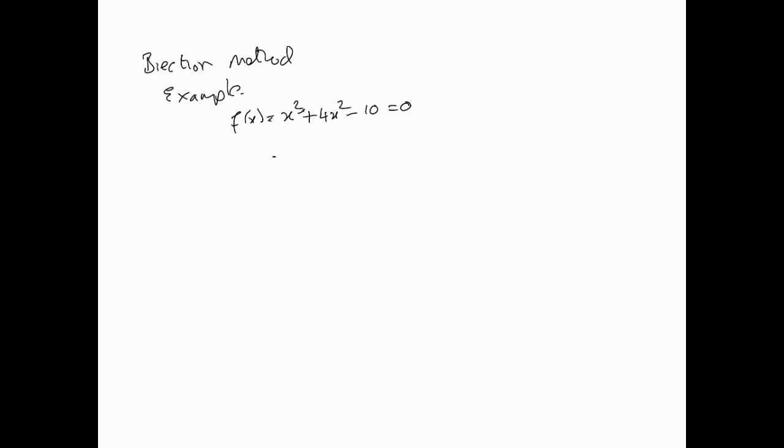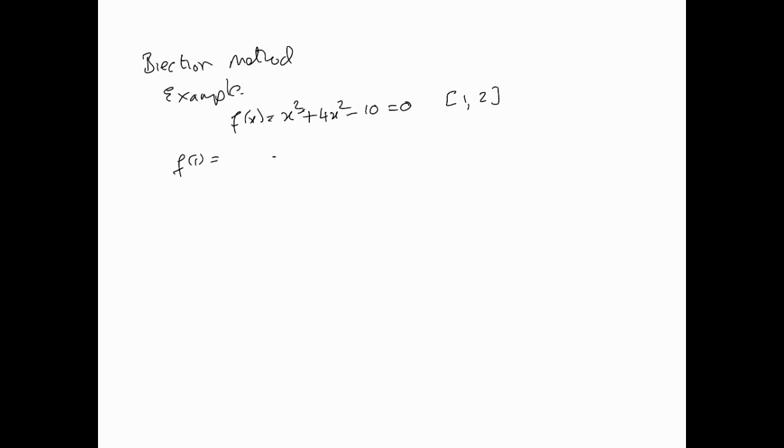So this is the example we're going to be looking at: x cubed plus 4x squared minus 10 equals 0. That's our function, and we are going to be looking for the particular root that's in the interval 1 to 2. As the method suggests, let's quickly get into it.